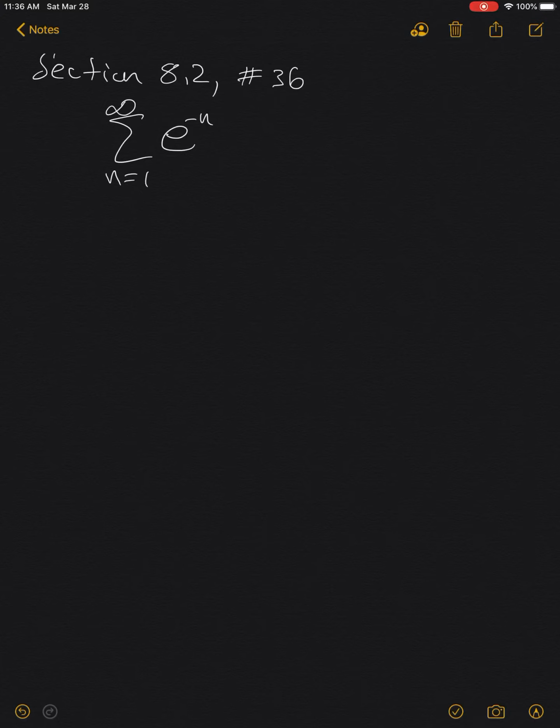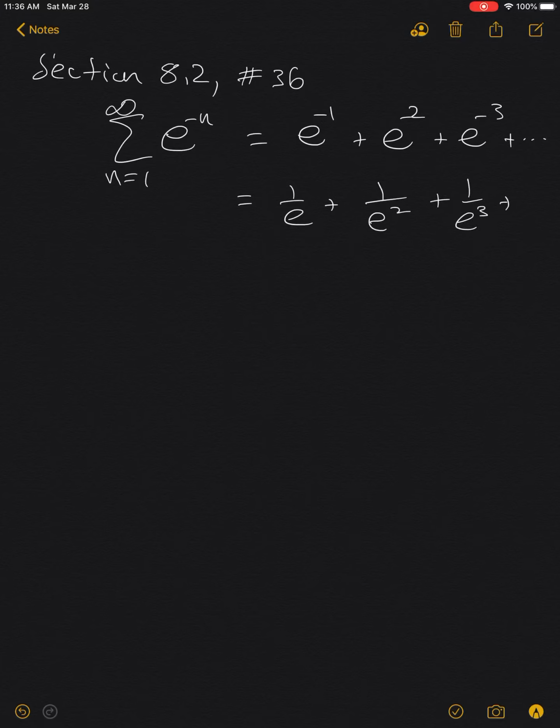So let's write out a couple of terms here to get familiar with this. This is e to the minus 1 plus e to the minus 2 plus e to the minus 3. Or if we prefer, 1 over e plus 1 over e squared plus 1 over e cubed. So we have some hope of convergence. These individual terms that we're adding are shrinking, getting closer and closer to 0. So our divergence theorem isn't going to kick in.